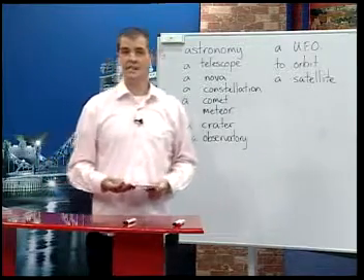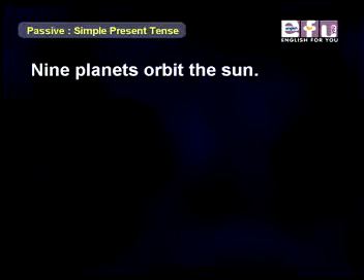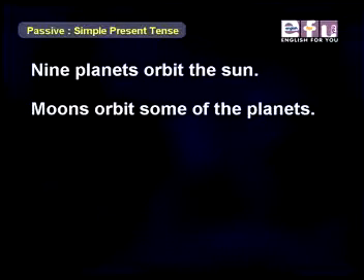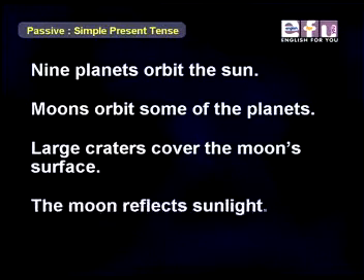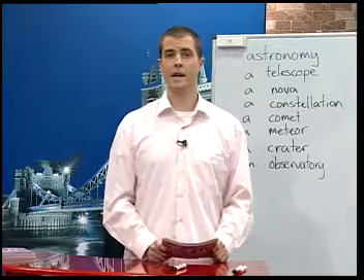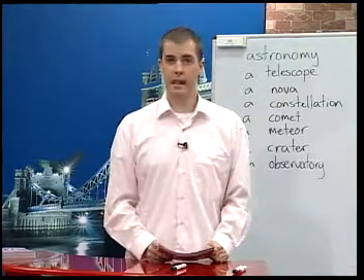First, let's look at these sentences, and you can see these sentences on your TV screen. 9 planets orbit the sun. Moons orbit some of the planets. Large craters cover the moon's surface. The moon reflects sunlight. Now these sentences are in the active voice. Let's look at the same sentences in the passive voice.